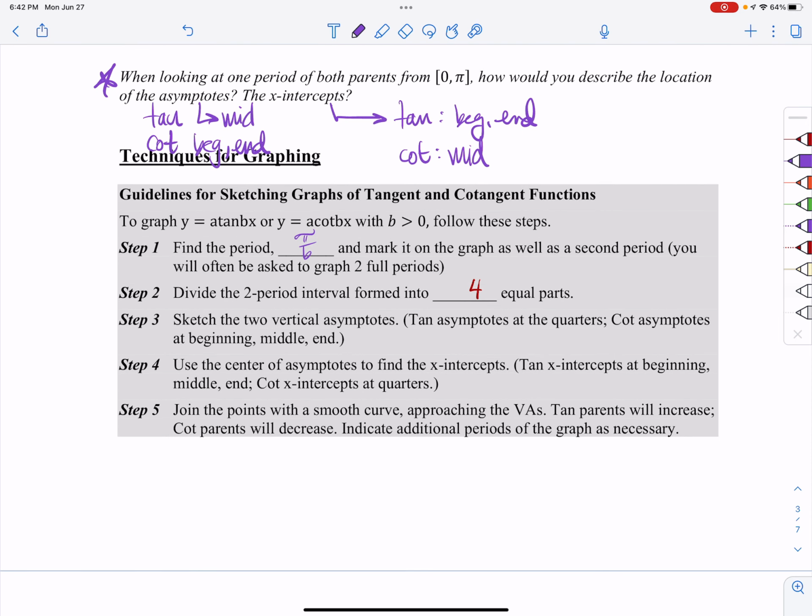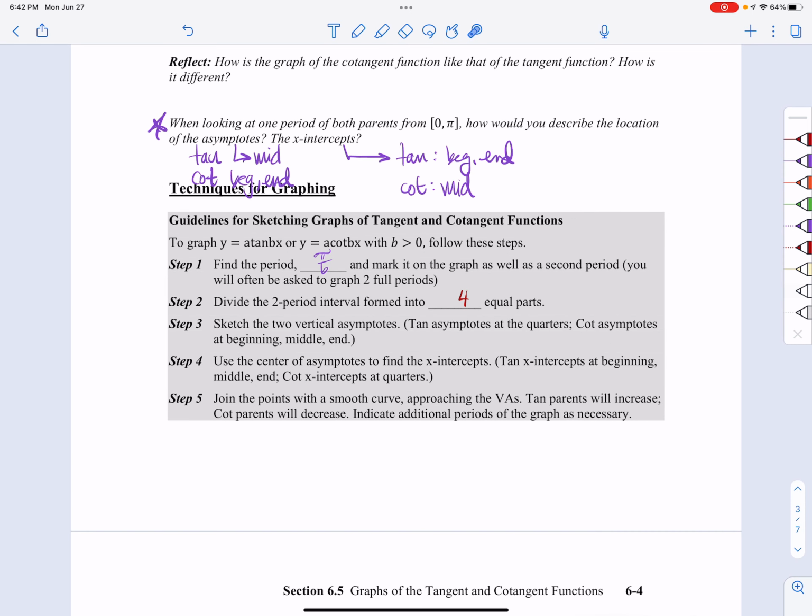One question that was asked here that I did not cover in the first video was, when looking at one period, just from 0 to pi of both parents, how do you describe the location of the asymptotes? If you're only looking at one period of tangent, the asymptote is in the middle, and if you look at cotangent, it's at the beginning and the end. And where would the x-intercepts be for tangent? It's at the beginning and the ends of that period, and for cotangent, it's in the middle of the period.